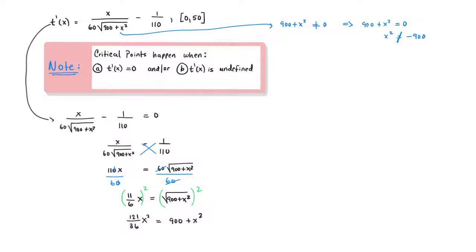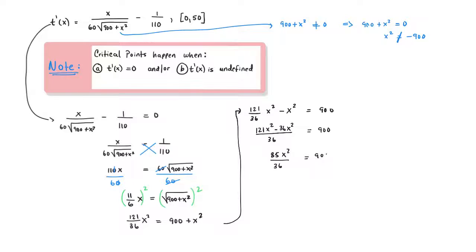Then I'm going to bring this term right here, the x squared term, together to the left so that I can start simplifying like terms and then hopefully completely isolate the variable. In other words, continuing here, this will be equal to 121 over 36 x squared minus x squared equals 900. And then getting a common denominator, this will be over 36. Then in the numerator, I'm going to have 121 x squared minus 36 x squared equals 900. Then 121 minus 36 is going to give us 85 x squared divided by 36 equals 900.